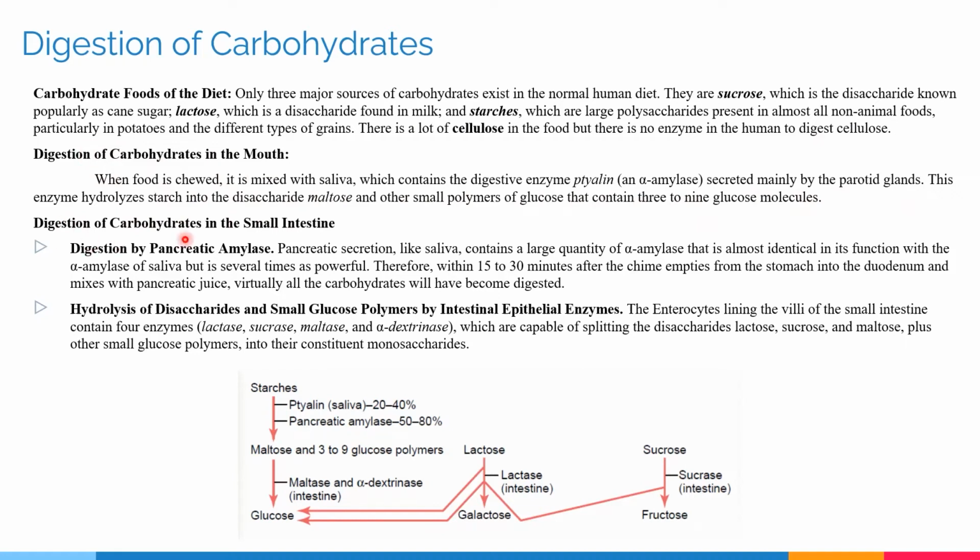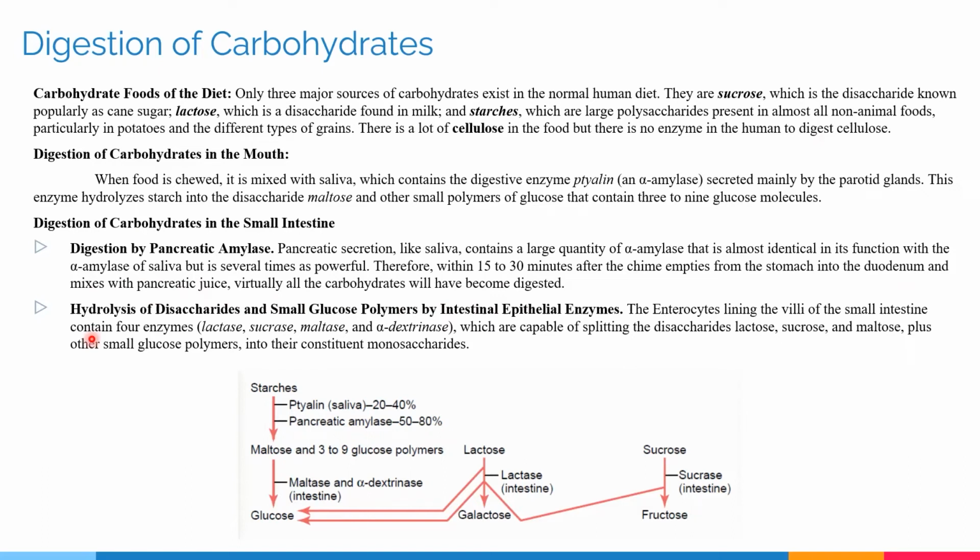Next, we look into the digestion of carbohydrates in the small intestine. The first phase of digestion occurs by pancreatic amylase. Pancreatic secretion, like saliva, contains a large quantity of alpha amylase that is almost identical in its function with the alpha amylase of saliva, but is several times as powerful. Therefore, within 15 to 30 minutes after chyme enters from the stomach into the duodenum and mixes with pancreatic juice, virtually all carbohydrates will have become digested.